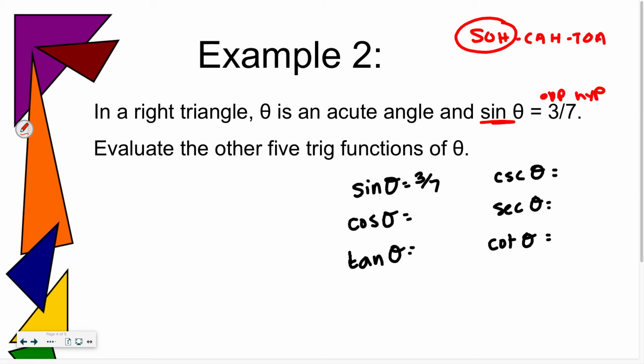And then some groups said, well, of course, if you know sine, you automatically know cosecant. So we could just flip that, 7 over 3. But in order to find the other 4 trig ratios, cosine, secant, tangent, cotangent, they all require that I know the adjacent side. So I'm going to have to solve for the missing side.